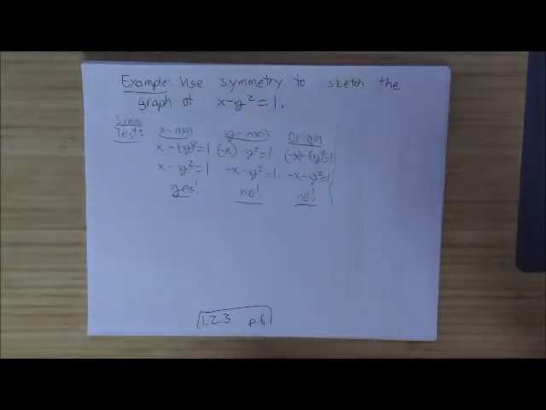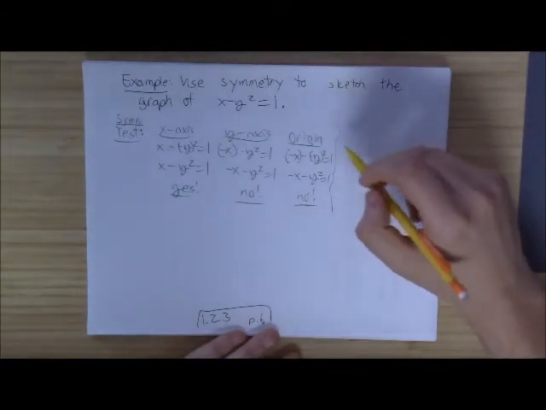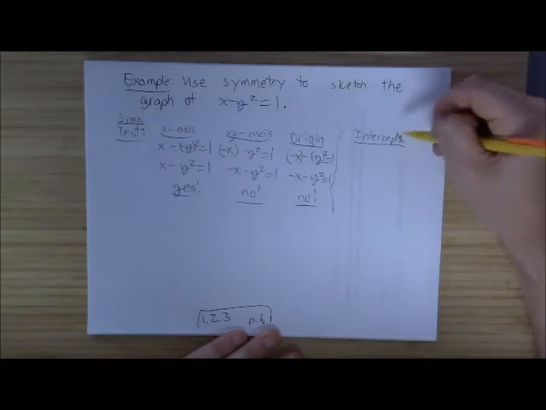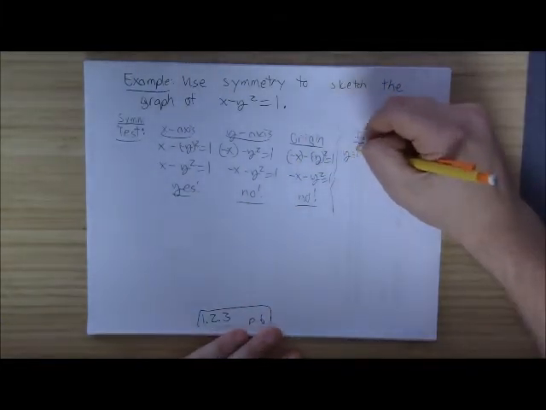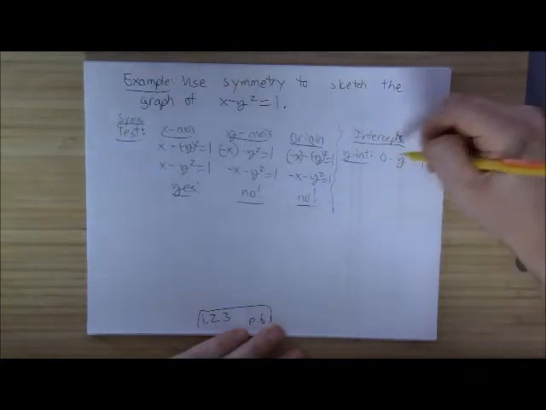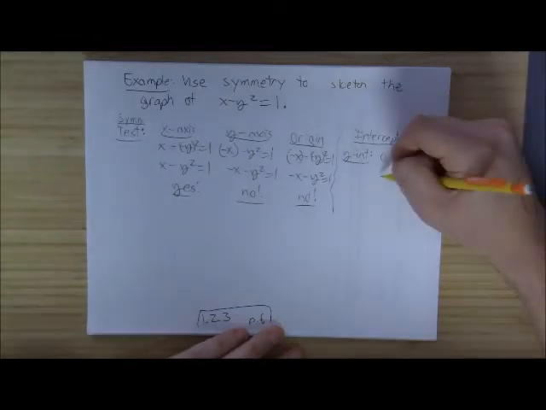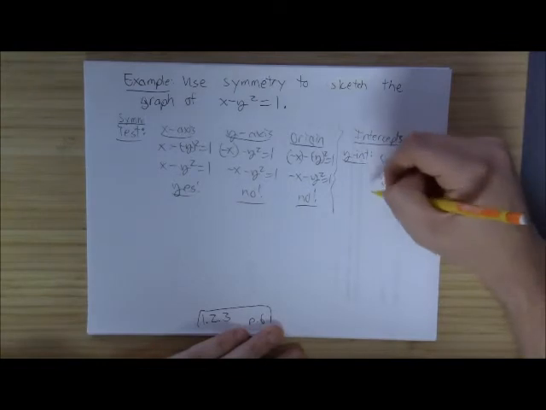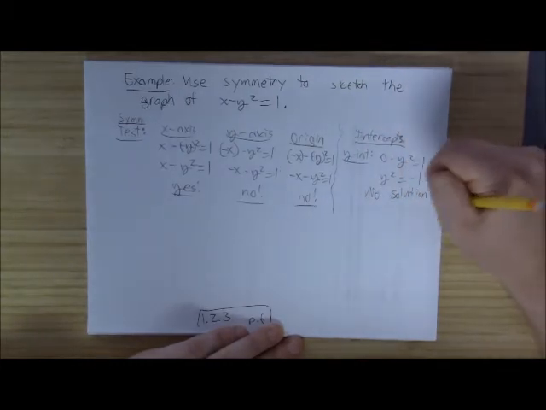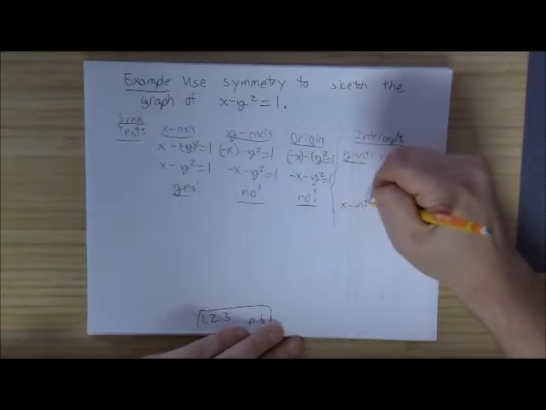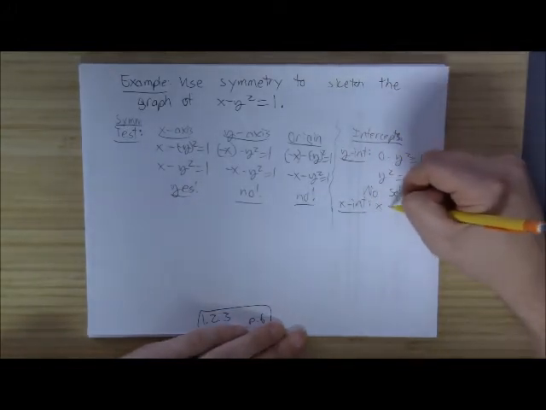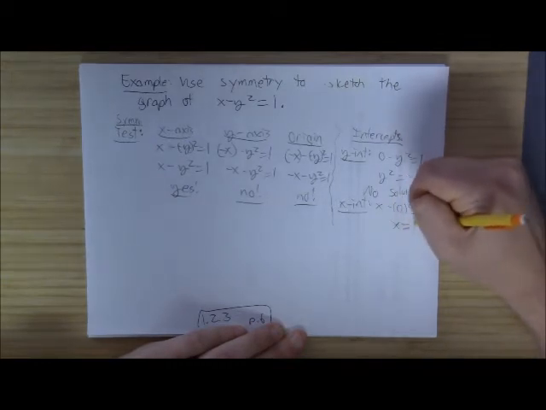Well, that gives us an idea. Let's go ahead and look at the intercepts as well. For the y-intercept, that's when x is 0. So that's 0 minus y squared equals 1. In other words, y squared equals negative 1, and there's no solution to that because we have to take a square root of a negative number. And then if we look at the x-intercept, y is 0, so we have x minus 0 squared equals 1, so x equals 1. All right, and that gives us an idea.